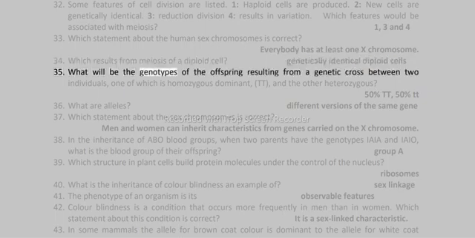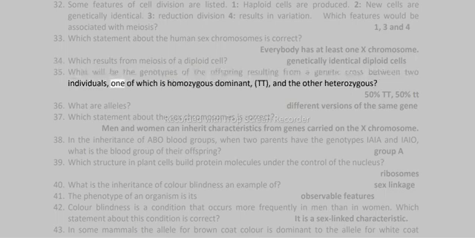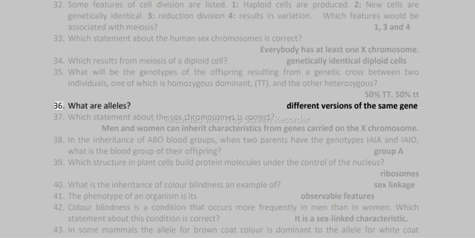35. What will be the genotypes of the offspring resulting from a genetic cross between 2 individuals, one of which is homozygous dominant, TT, and the other heterozygous? 50% TT, 50% Tt. 36. What are alleles? Different versions of the same gene.